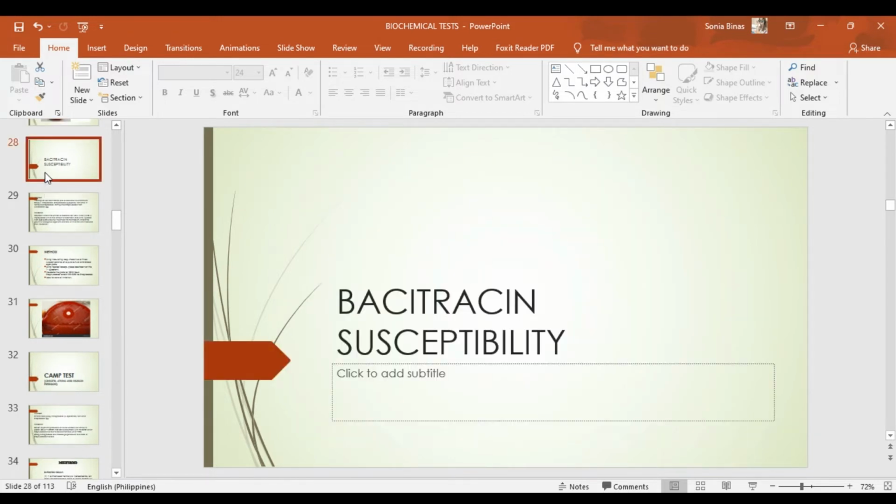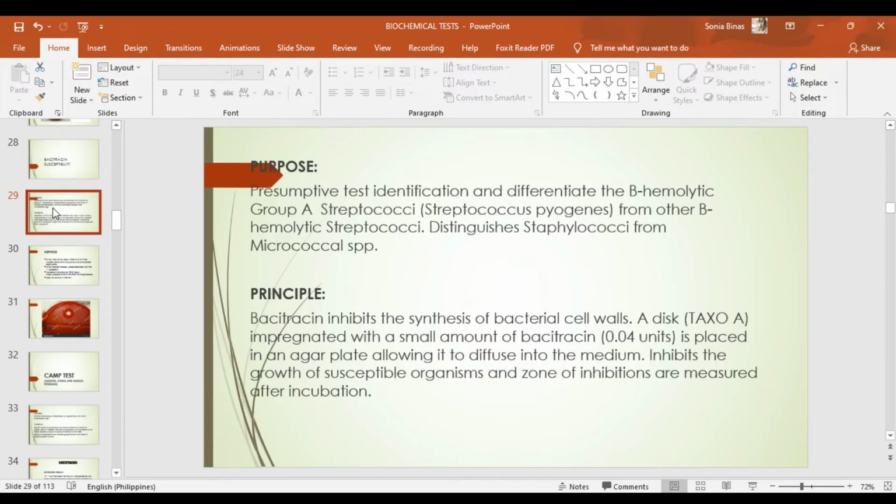So, our Bacitracin susceptibility test is next. So, Bacitracin is used for the presumptive identification and differentiation of beta hemolytic group A strep or our Streptococcus pyogenes from other beta hemolytic streptococci. It also distinguishes Staphylococci from micrococcal species. So, bacitracin inhibits the synthesis of bacterial cell walls.